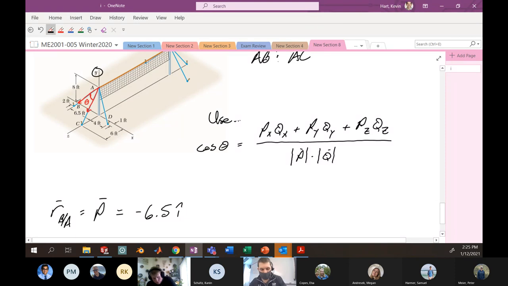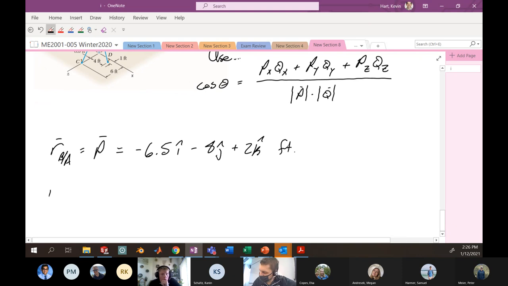Next, I want to think about my y direction. Going from A to B, I've got to go down this 8 feet, so this is minus 8 j-hat. And finally, my z dimension going from A to B is a positive 2 feet, so plus 2 k-hat. This is in feet. Let's call my position vector arriving at C from A our vector Q, keeping with our analogy here.